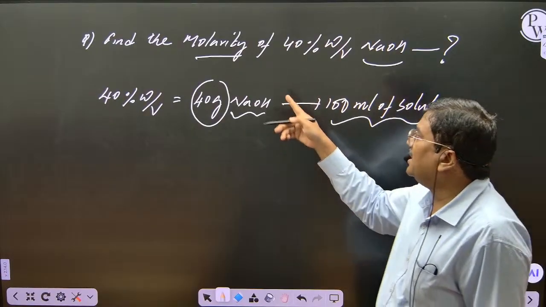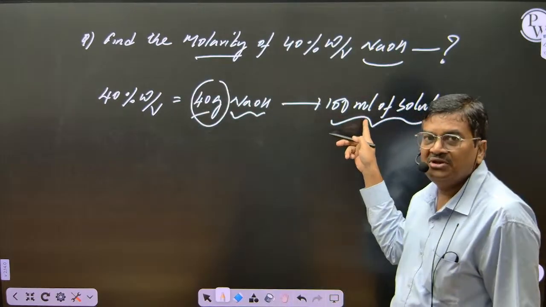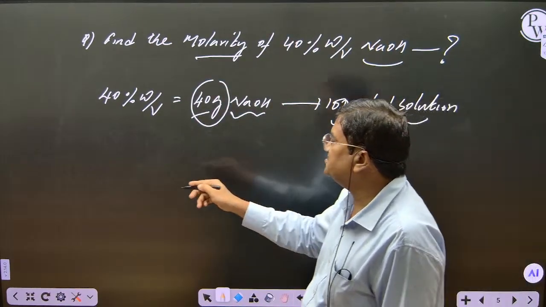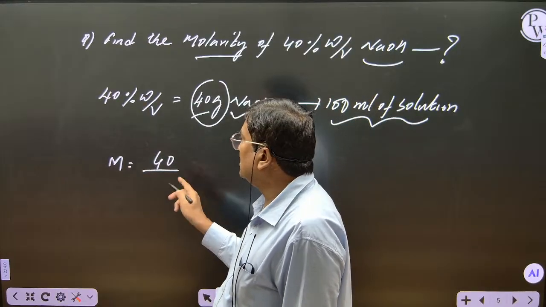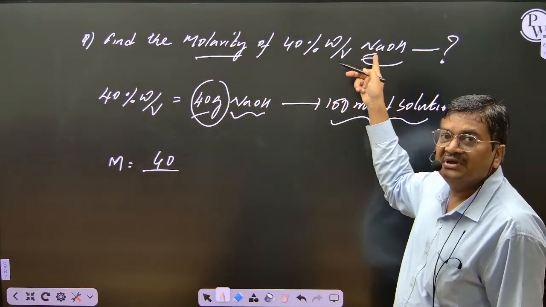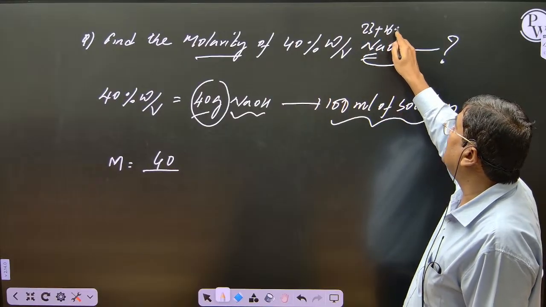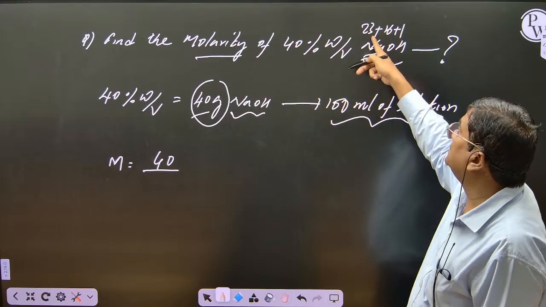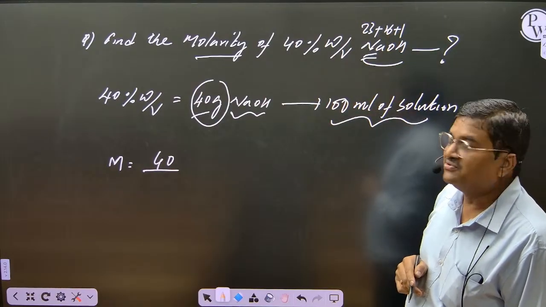Now we want molarity. We know the mass, we know the volume of solution. So directly we can substitute. Molarity is equal to mass, which is given as 40. What is the molar mass of NaOH? You have to be thorough with atomic masses. Sodium is 23, oxygen is 16, hydrogen 1. When you add 23 plus 1, 24, 24 plus 16, that comes to 40.